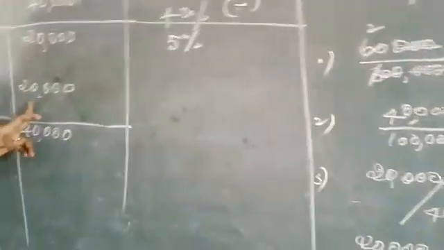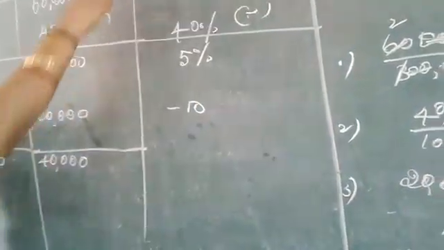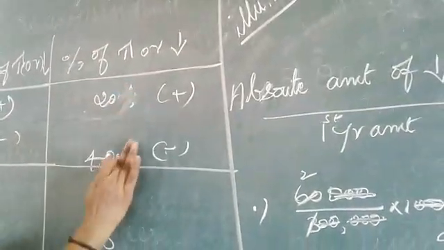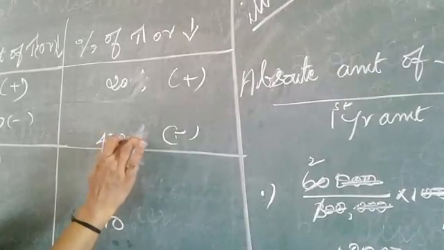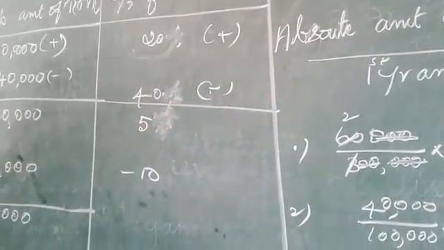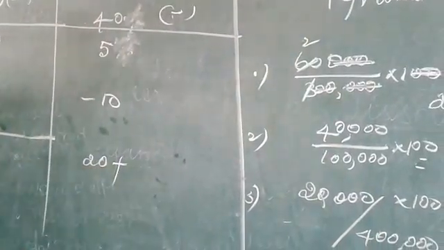Here what will come? Yes, minus 10 will come, isn't it? The percentage we have already written, so no need to write that percentage once again. The amount number alone you can write. So 20, 40, 5, 10. Then yes, here also 20 plus 20.